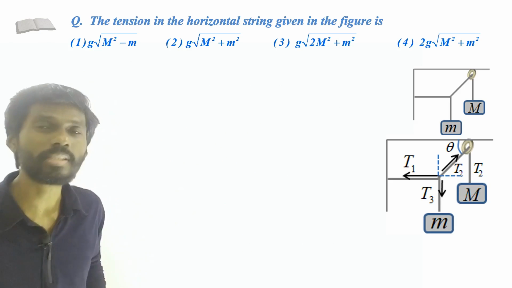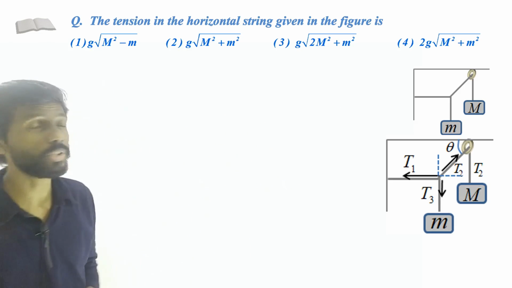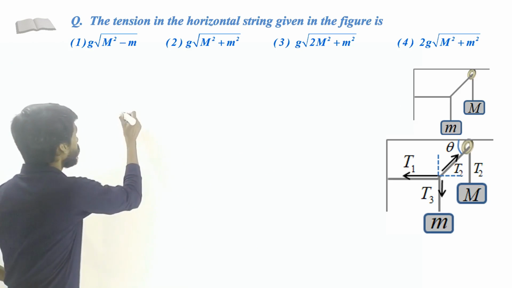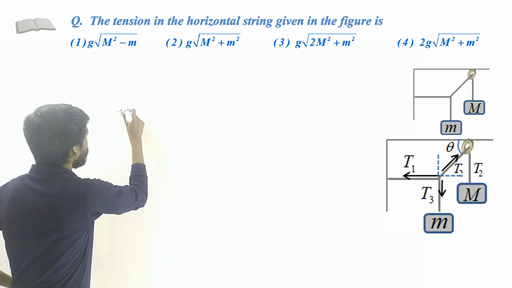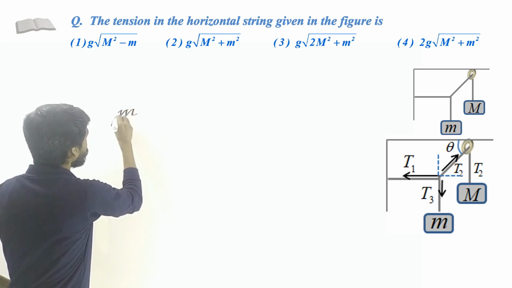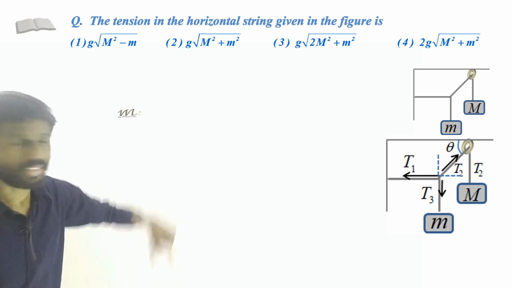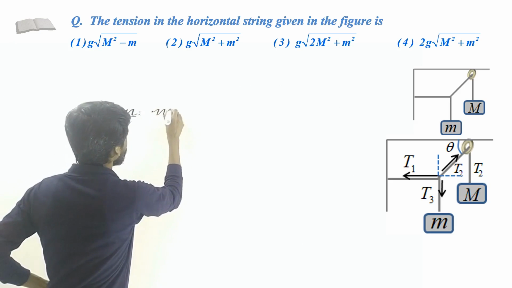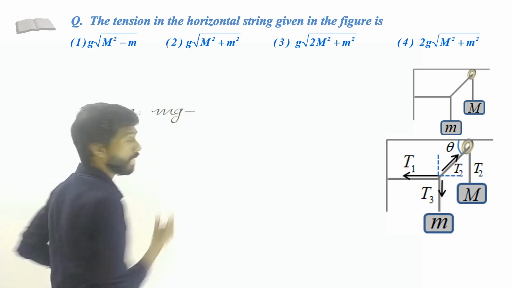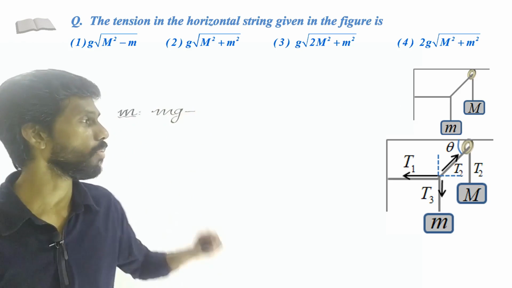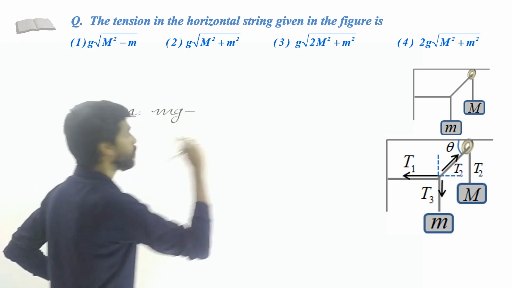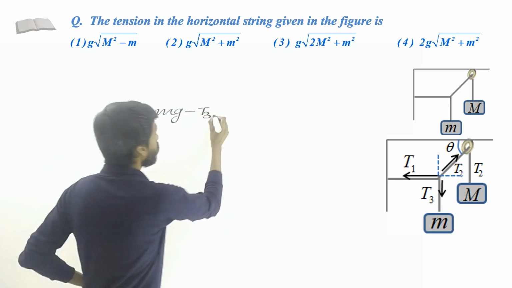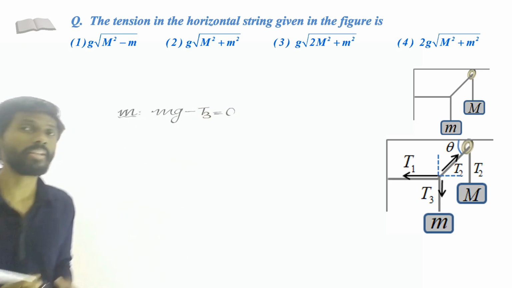Now let us consider the forces acting on the block, say small m. So what are the forces acting? Gravitational force in the vertically downward direction, so that is mg. And the tension is acting in the opposite direction, against the gravitational force, so that is T3. That is the total force, so that must be equal to 0 as the block is in equilibrium.